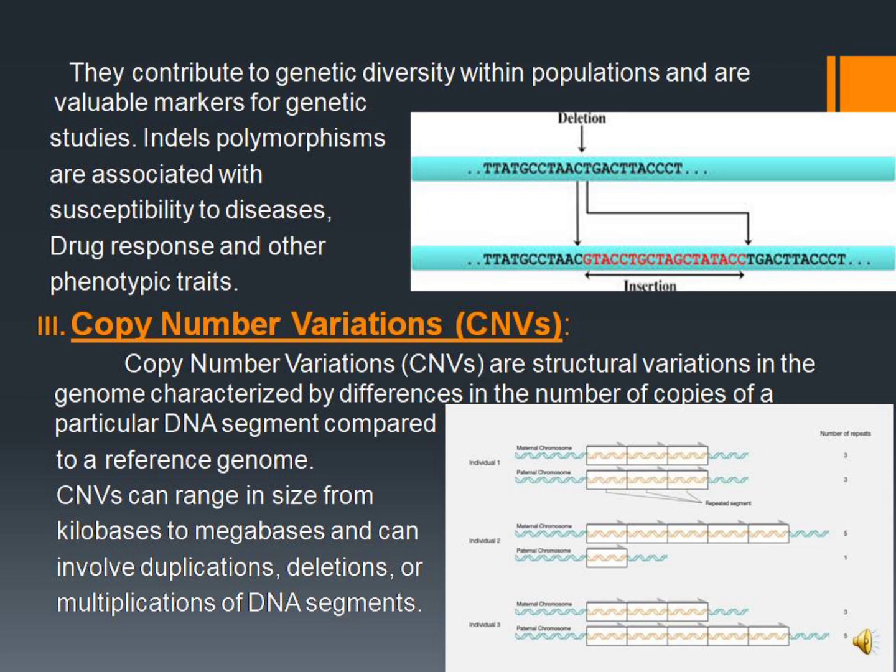Number three, copy number variations or CNVs. Copy number variations are structural variations in the genome characterized by differences in the number of copies of a particular DNA segment compared to a reference genome. CNVs can range in size from kilobases to megabases and involve duplication, deletion, and multiplication of DNA segments. Copy number variations are based on the number of copies that an individual gets from parents.